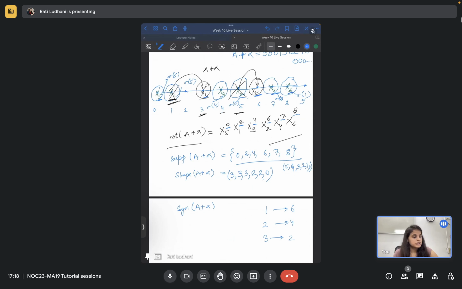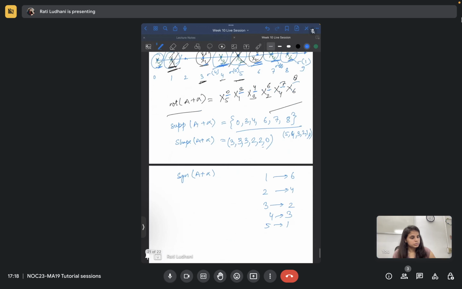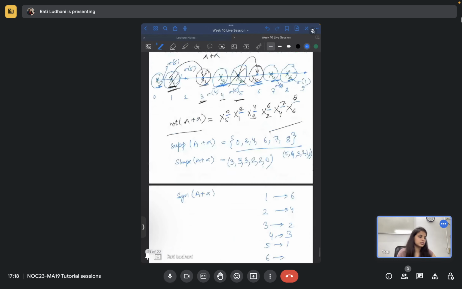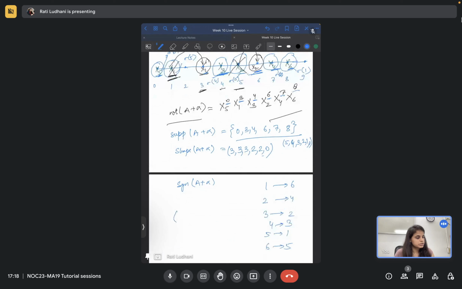Okay, anyway, so sigma 1, sigma 2, sigma 3, sigma 4. 4 goes to 3, 5 goes to 1, and 6 goes to 5. So this is your new one. Again let's see, 1 goes to 6, 6 goes to 5, 5 goes to 1, closed. 2 goes to 4, 4 goes to 3, 3 goes to 2. So this is the same kind of cycle. So this is minus 1 raised to power 4. This is again 1. So you'll get the same sign because there is no collision.